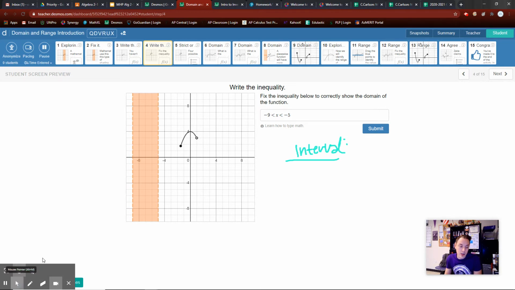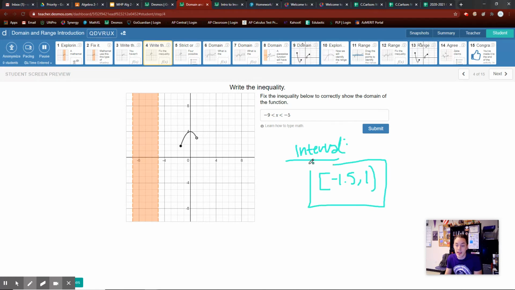Okay, so if we go and click on this point, we can see your x is negative 1.5. This point is 1. So negative 1.5 to 1. Now watch this. Since that's closed, I'm going to do brackets. So negative 1.5 and then to 1 parentheses. This is what my interval notation looks like. Okay? Because it's looking like this. That's where it exists right here.